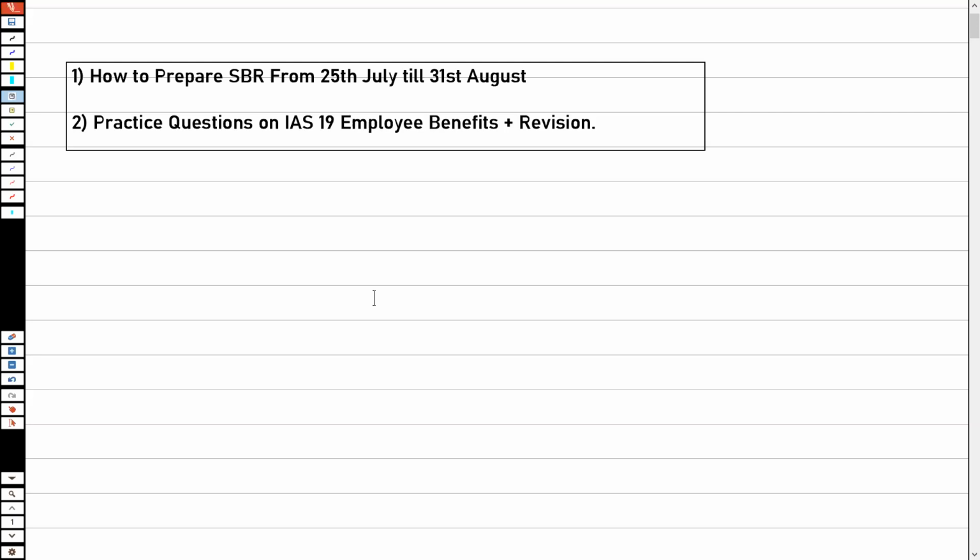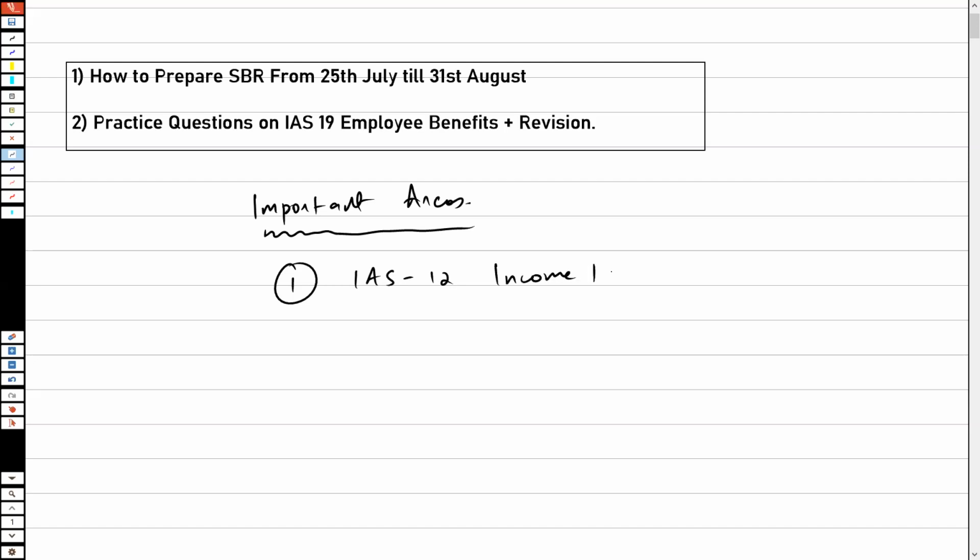Now, number one point is, I don't know if you all are enrolled somewhere or you're doing self-study, but first things first, you need to understand the important areas which could help you pass. There are a few accounting standards which are examined almost every attempt. The first one of them is IAS 12, which is about income taxes. If you have a good grip over IAS 12, income taxes, you would be able to score good marks.